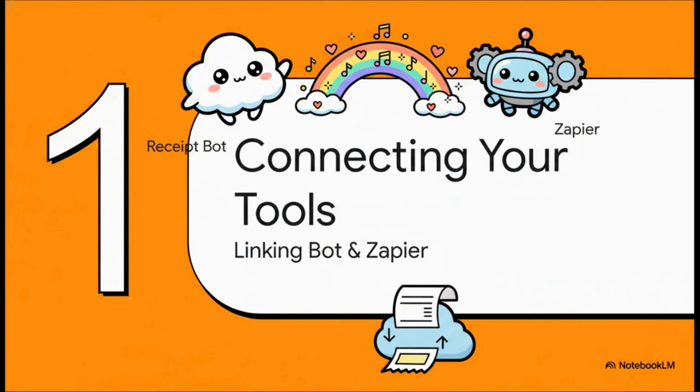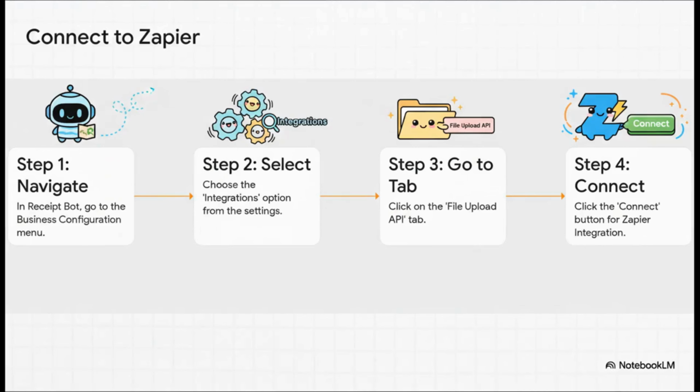Okay, first things first. We've got to get our tools talking to each other. So let's link up ReceiptBot and Zapier. You're just going to pop open your ReceiptBot account and follow these 4 really simple steps. You're just heading into your business settings, finding that integrations menu, and then clicking on the tab for the File Upload API. That connect button you see for Zapier, well, that's the magic button that gets this whole process started.